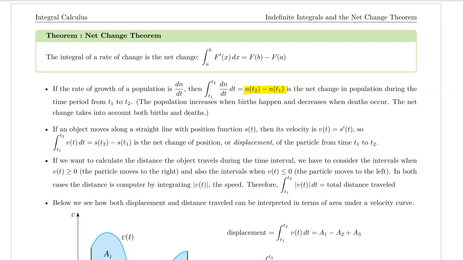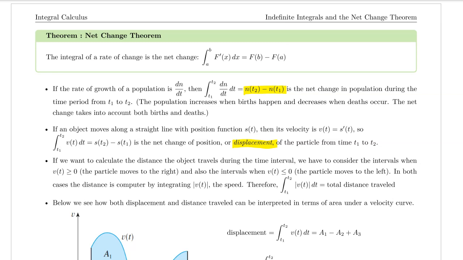The second bullet point says, if an object moves along a straight line with position function s of t, then its velocity is v of t, which is equal to s prime of t. So the definite integral from time 1 to time 2 of the velocity function is equal to the position at time 2 minus the position at time 1, and that is the net change of the position or displacement of the particle from time 1 to time 2.